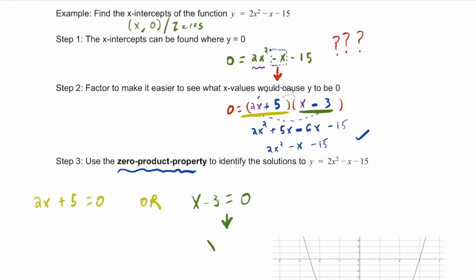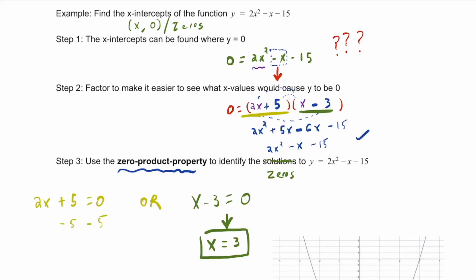X minus 3 is 0. Well, adding 3 to both sides, x equals 3 is one of the zeros. It's a solution to 0 equals 2x squared minus x minus 15. The other one just takes one additional step.